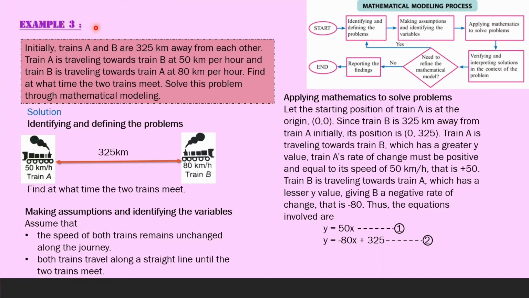Okay, now example 3. Initially, trains A and B are 320 km away from each other. Train A is traveling toward train B at 50 km per hour and train B is traveling toward train A at 80 km per hour. Find at what time the two trains meet. Solve this problem through mathematical modeling.